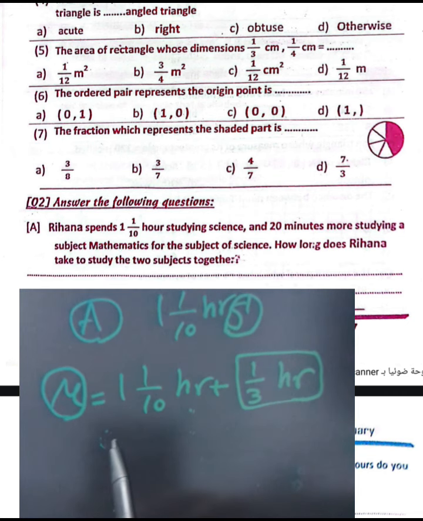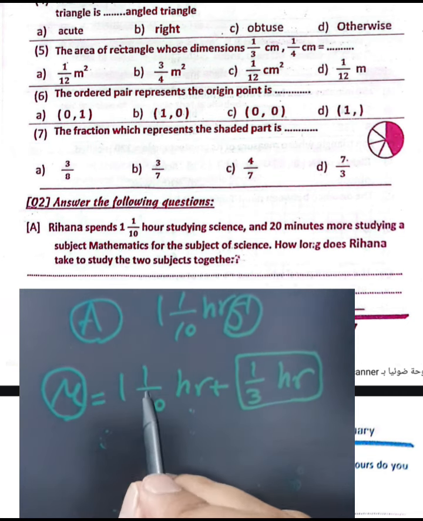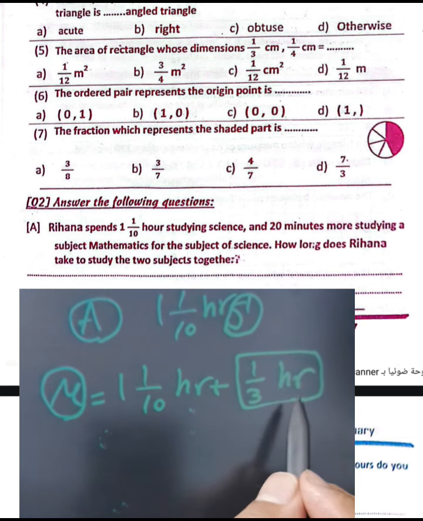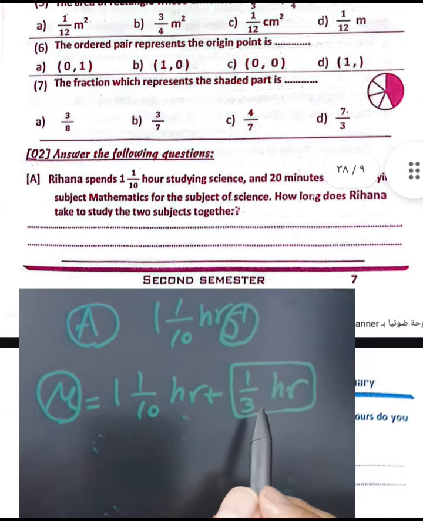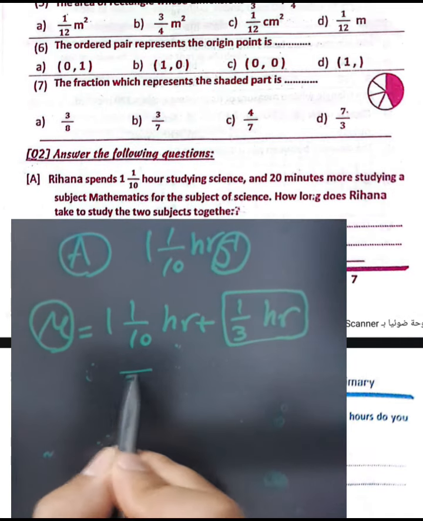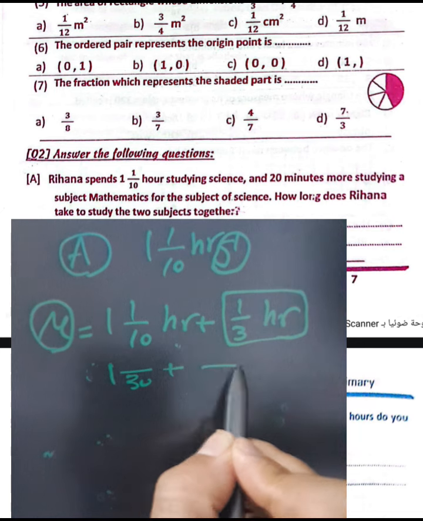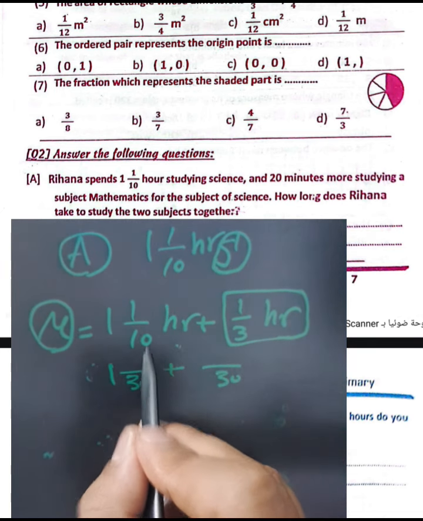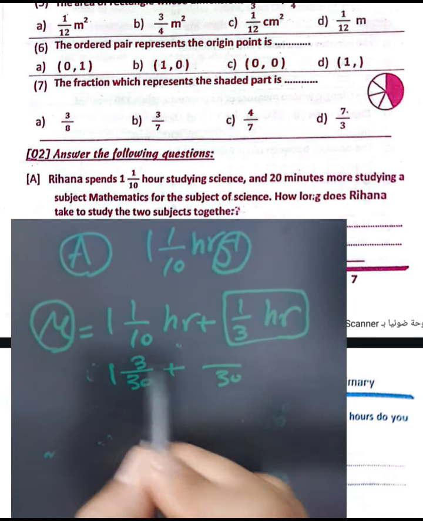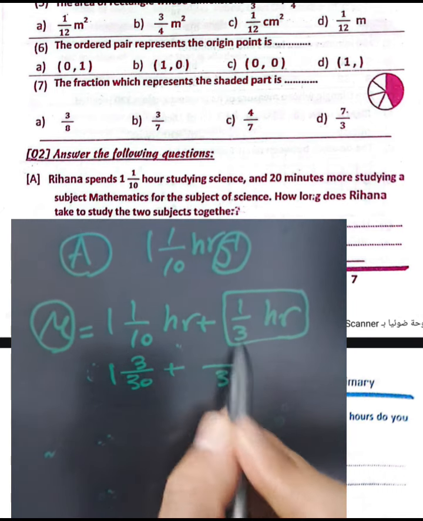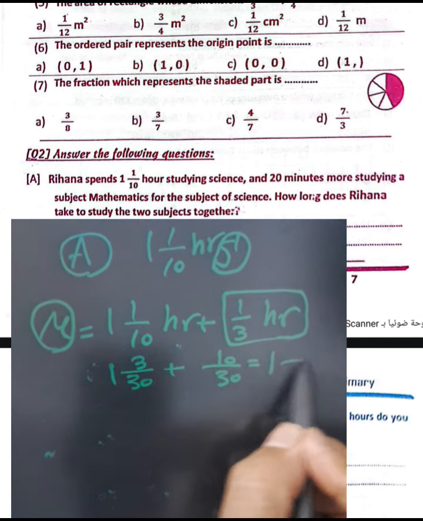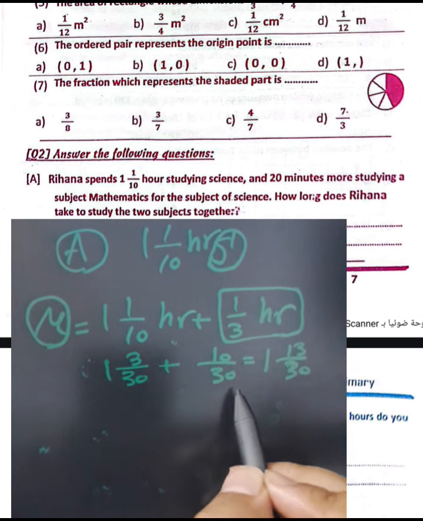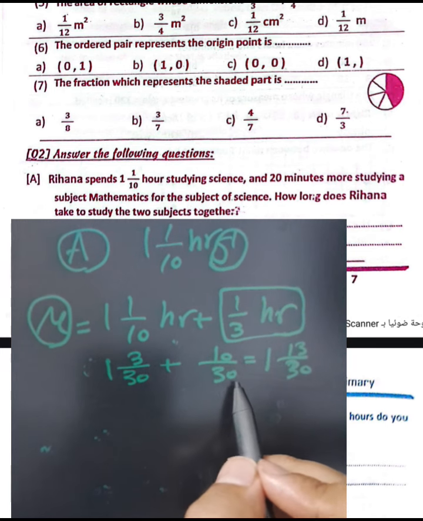Then the number of hours she studied mathematics will be 1 hour and 1 over 10 hour plus a third of an hour. You can add them by writing the least common multiple of the two fractions' denominators, which will be 30. Write 30 here, because 10 and 3 are relatively prime numbers. 10 times 3 equals 30, 3 times 1 equals 3, and 3 times 10 equals 30, 1 times 10 equals 10. Then the sum of them, we can write 1, and 3 plus 10 equals 13 over 30. Then what do we want to find?